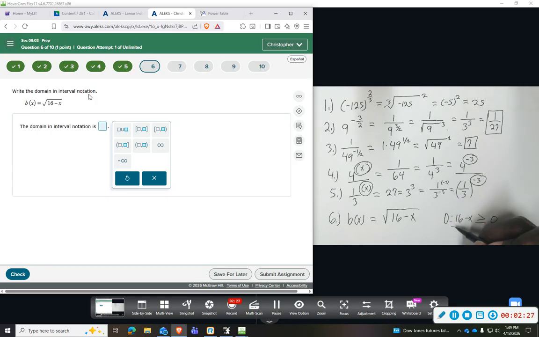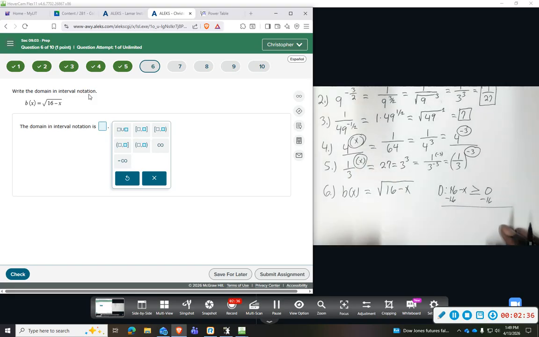I will subtract 16 from both sides, and then that would leave me with domain is negative x greater than or equal to negative 16.